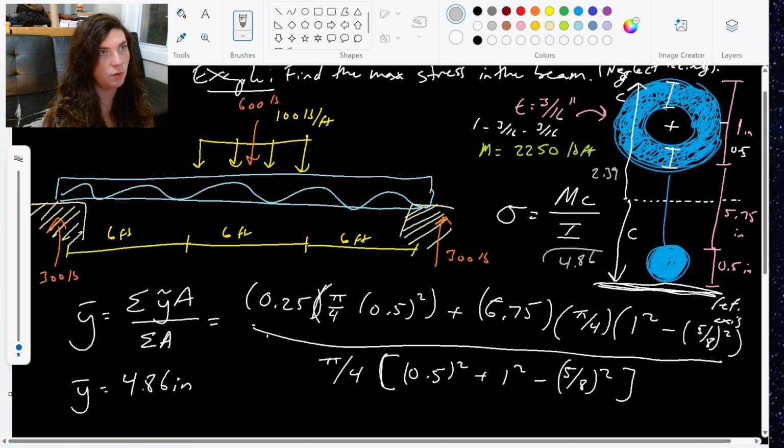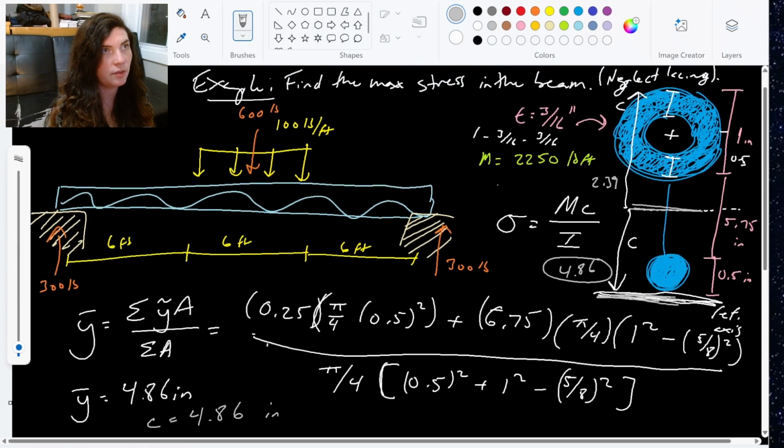So obviously this 4.86 value is larger. So this 4.86 value is actually going to be our C. That's the distance from our centroid here to this outer edge. It just happens to be the same as our reference axis centroid here. So we've got our C. We've got our moment.